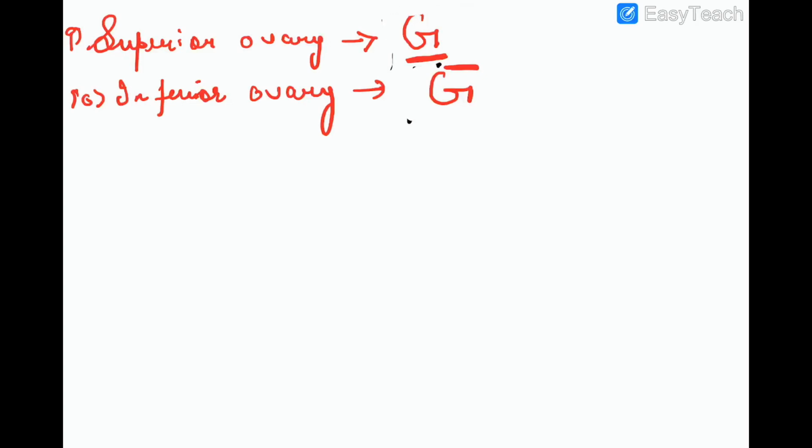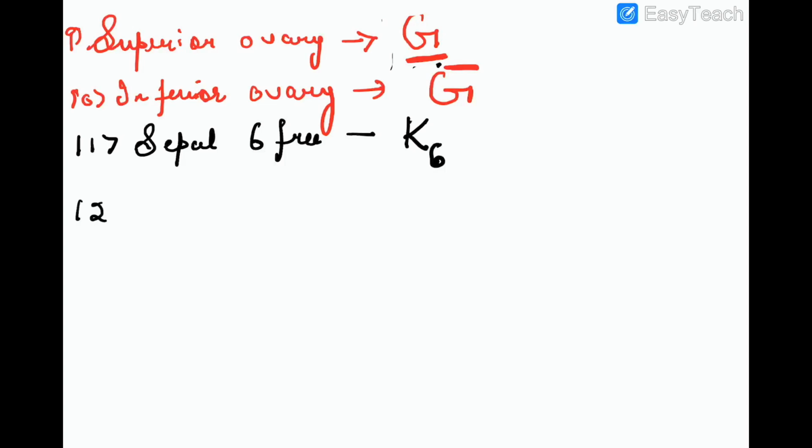Now let us look at other symbols. The next symbol is if there are 6 sepals and they are free. Sepal is represented by K, and we put 6 here like this. Now, if the sepals are 6 but they are fused, anything which is fused is put in brackets. So we put 6 here in brackets.